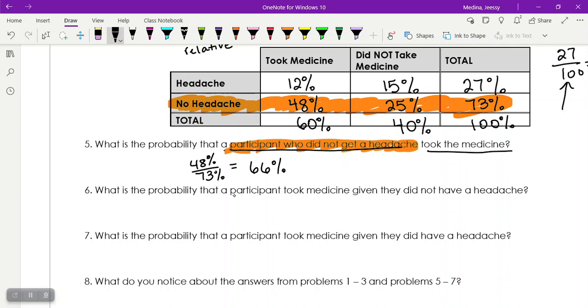Next one, listen to the question. What is the probability that a participant took medicine given that they did not have a headache? So now ask yourself, are we talking about all the ones that took medicine or all the ones that did not have a headache? Exactly. Now this time, the condition is at the end. We're still dealing with did not have a headache and took medicine. So it's 48 out of 73. So is it the same question?